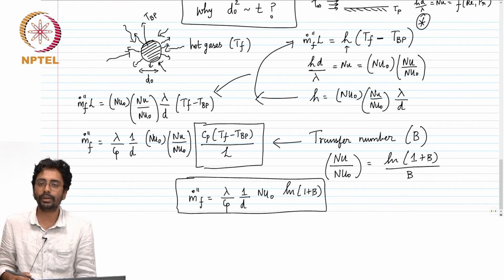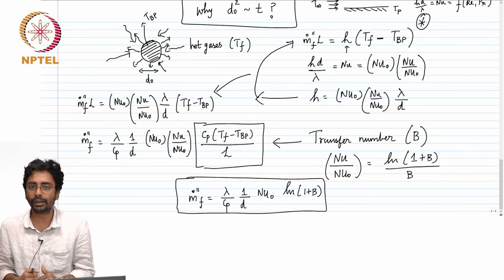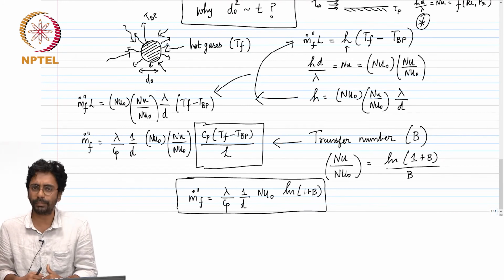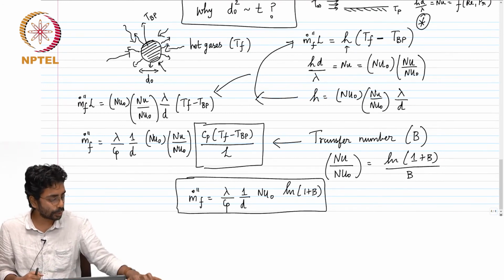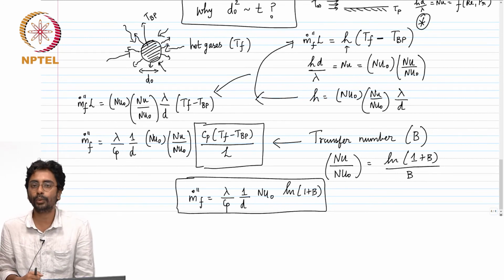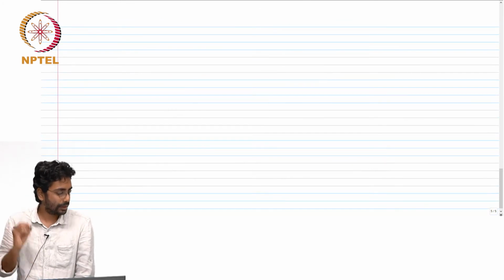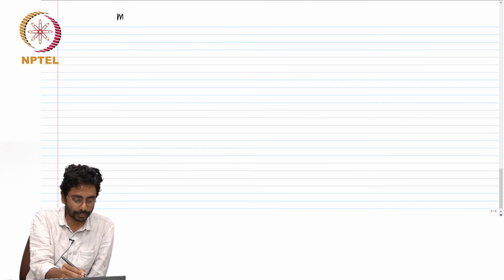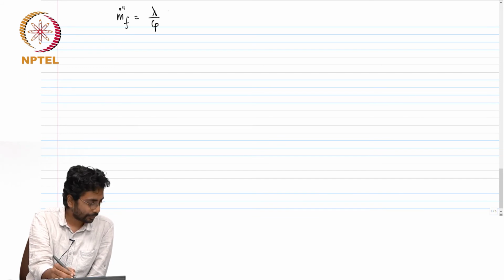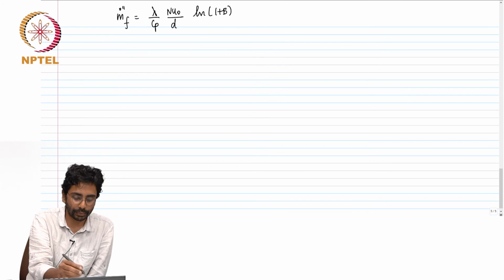Oh, but hold on, you said you are going to prove why D0 square goes linearly with time. You have not gotten there yet. You have just shown that the rate of vaporization per unit surface area goes as 1 by D. How can we use this to show that D0 square goes linearly with time? And that is what we will do next. It's very simple. Remember this, m dot double dash F is lambda by Cp Nu0 by D logarithm 1 plus B. This is the rate of vaporization per unit surface area.